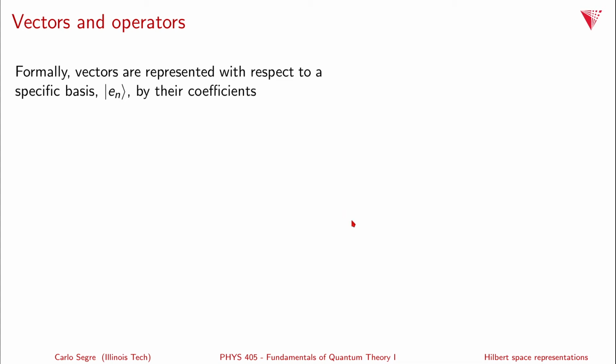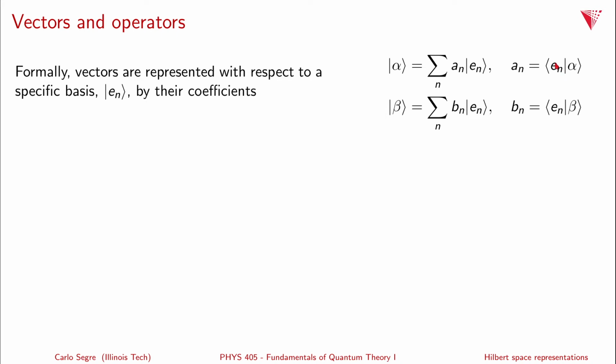Formally, vectors are represented with respect to a specific basis by their coefficients, just as we showed before. So let's imagine we have a specific basis E sub n as our kets. These are the vectors that span the space, the basis vectors. Well, then a vector alpha would just be the sum over n, A sub n, ket E sub n. And the vector beta would be the sum over n, B sub n times the ket E sub n.